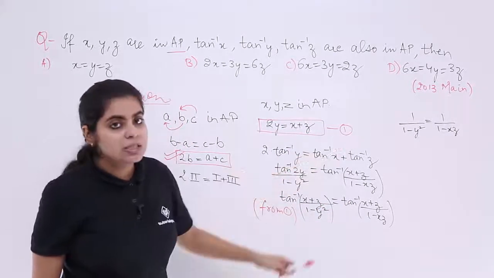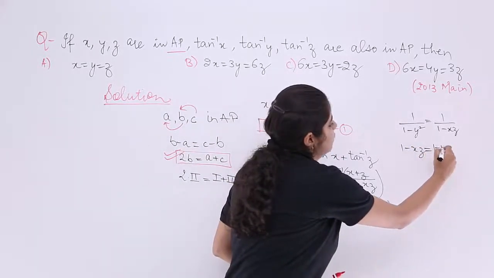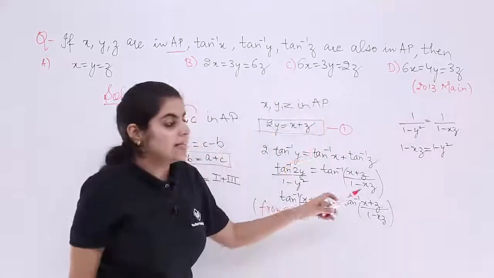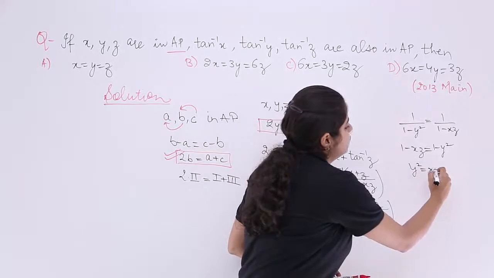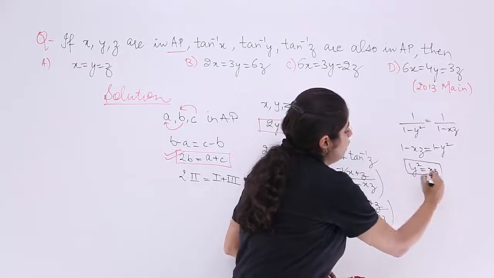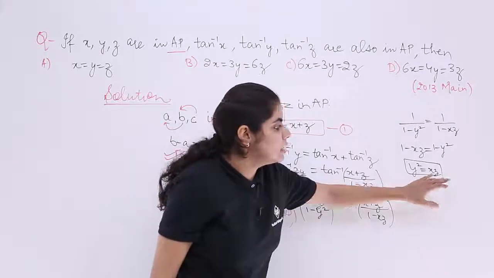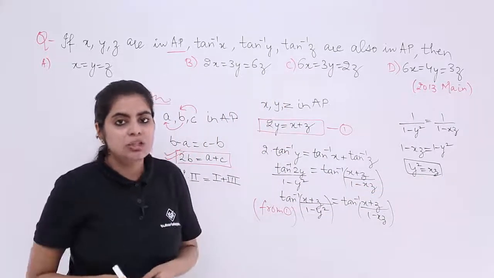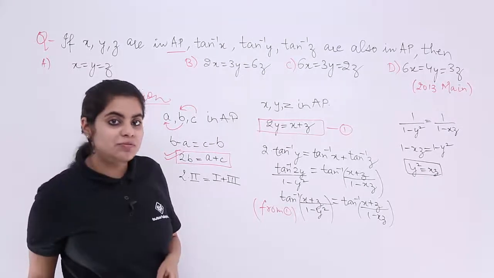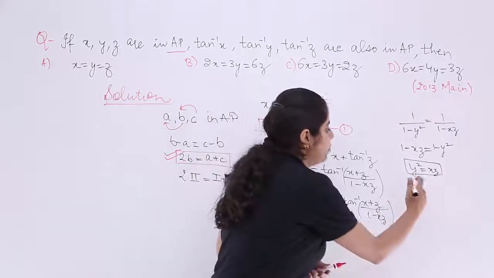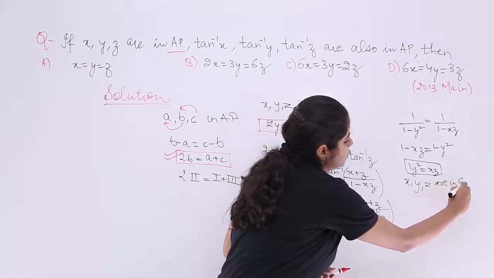Now, can we cross multiply the above? Yes, we can. So it is 1 minus xz is equal to 1 minus y square. 1 cancels, minus cancels. So it is basically y square is equal to xz. Now, when we have derived y square is equal to xz, can we not conclude that x, y, z are in geometric progression? Yes, we can, because this relation is applicable only when the three terms are in geometric progression.